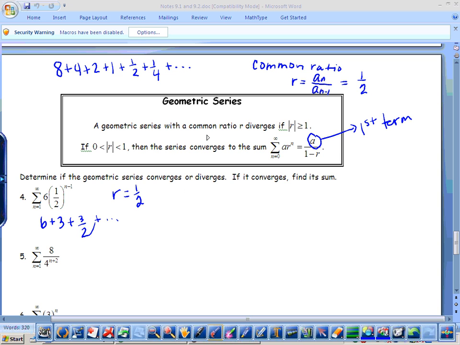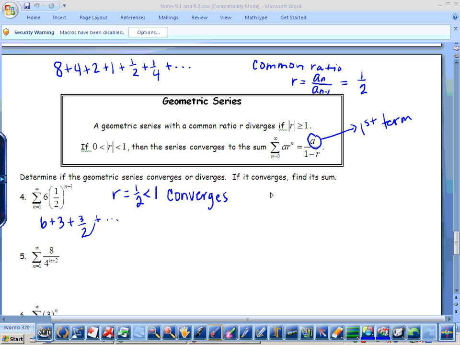So R is easy to spot without having to plug in numbers to get those actual terms of your sequence. All right, so according to this box up here, does the series converge or diverge? It converges. Good. Because R is less than 1. So that's the reason it converges.